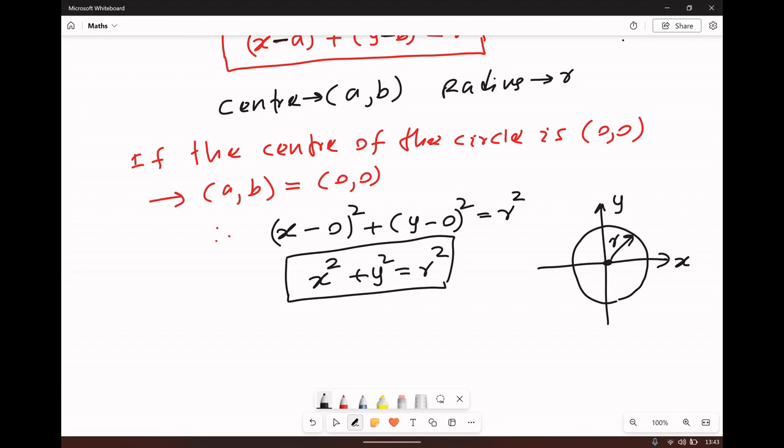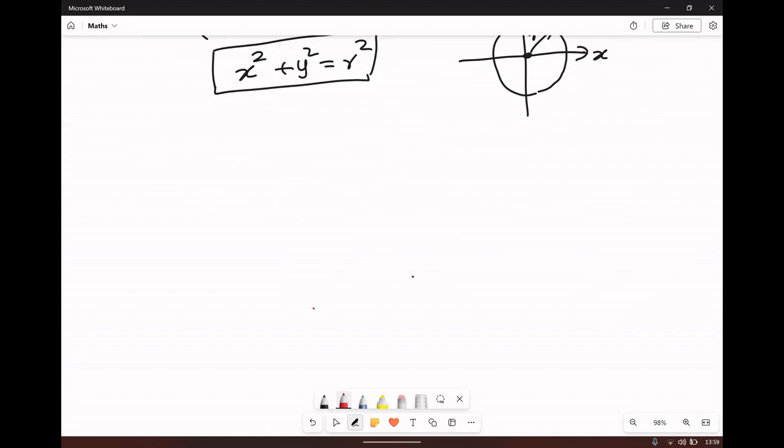So this is the equation of the circle in this format. As I said, the main format of the equation of a circle is this, but from that, when you substitute a, b equals 0, 0, we get the equation of a circle which has the center at 0, 0. So now we know the basic format of the equation of a circle is (x minus a) squared plus (y minus b) squared is equal to r squared.